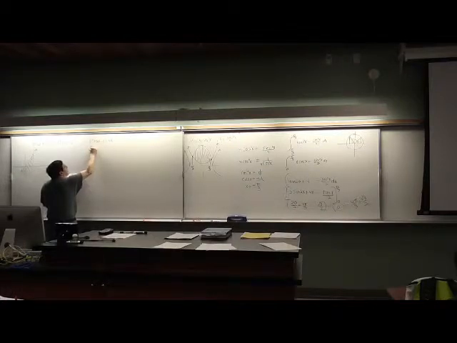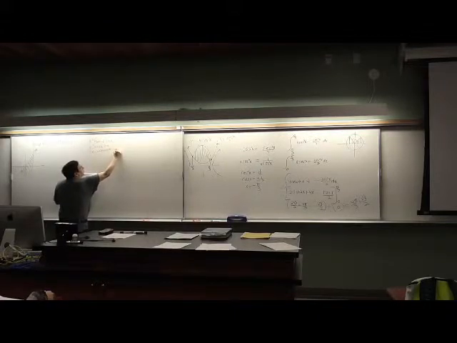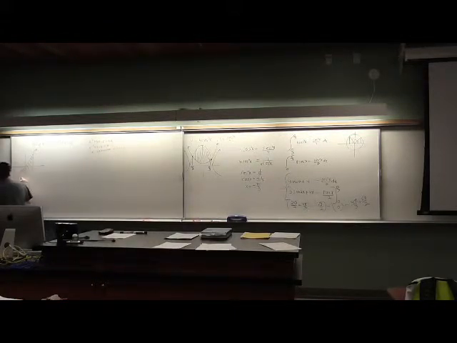Solve, right? I get x minus 2 times x plus 3 equals 0. So x is minus 3 and 2. Right? Minus 3 and 2. So my integral goes from minus 3 to 2.